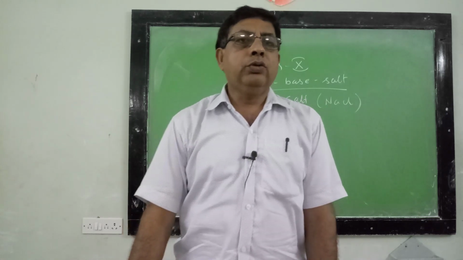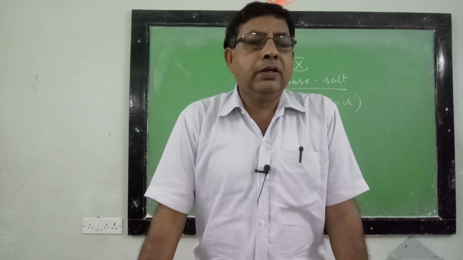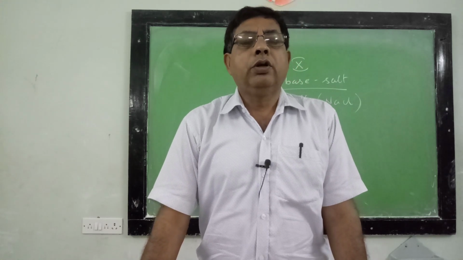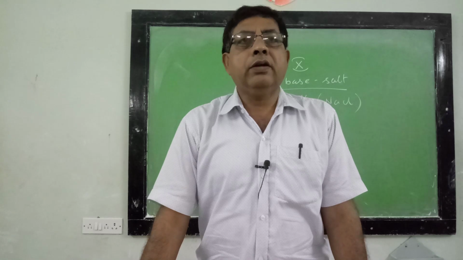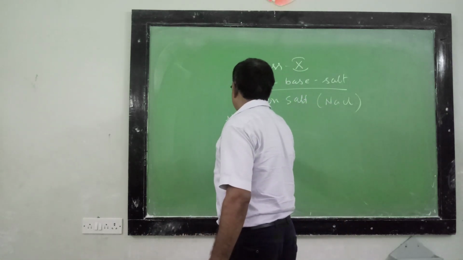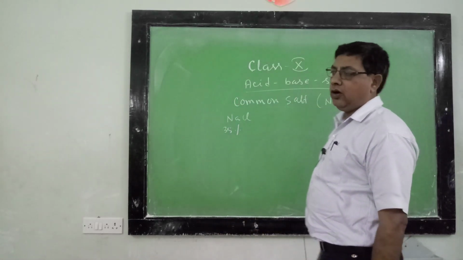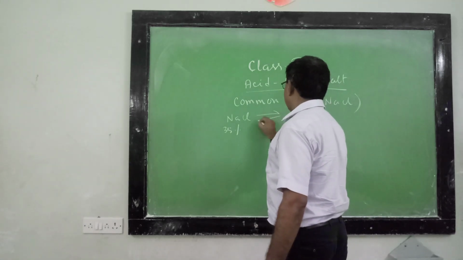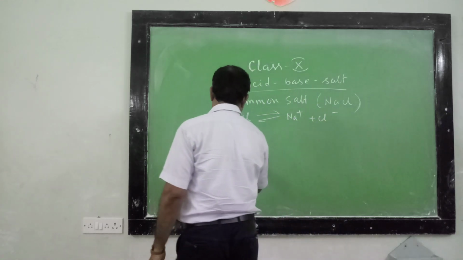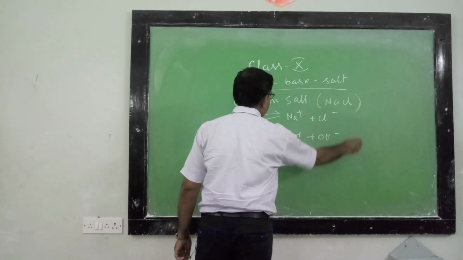What are the main uses of common salt? Common salt is used for cooking purposes and for preservative purposes. In the laboratory, it is mainly used for the preparation of chlorine gas and sodium hydroxide pellets. If you take a 35% aqueous solution of common salt, it first dissociates to form Na+ and Cl-. Aqueous solution means water, which also dissociates to form H+ and OH-.